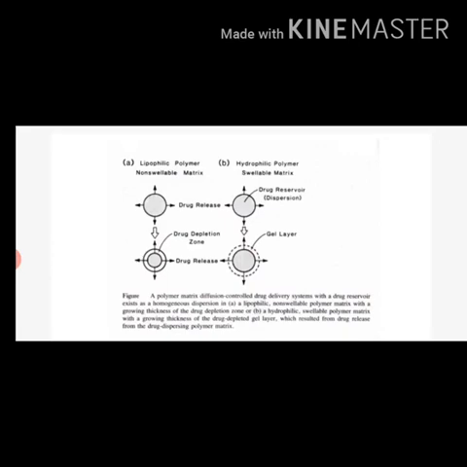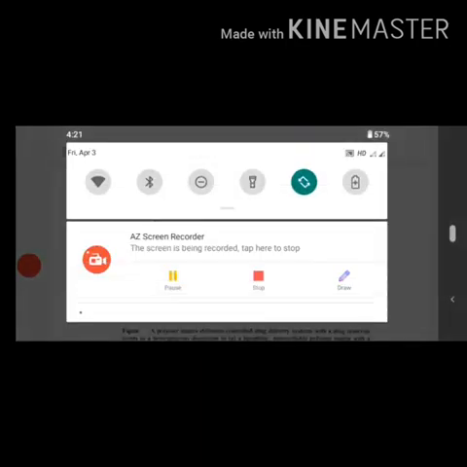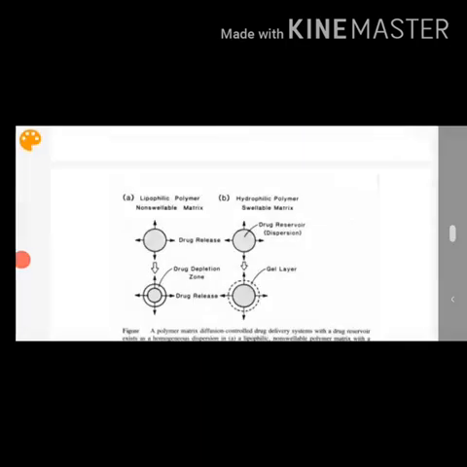In a non-soluble matrix, the drug is released from the drug depletion zone. And in a hydrophilic polymer, that is a soluble matrix, the drug is released due to the swelling capacity of the polymer, and the drug is released from the gel layer.